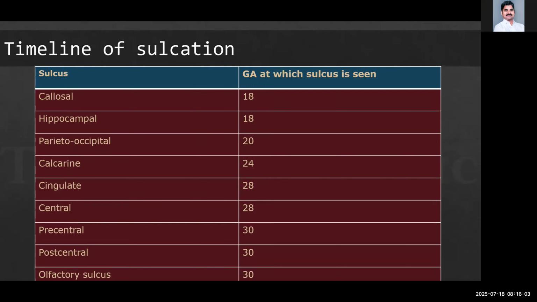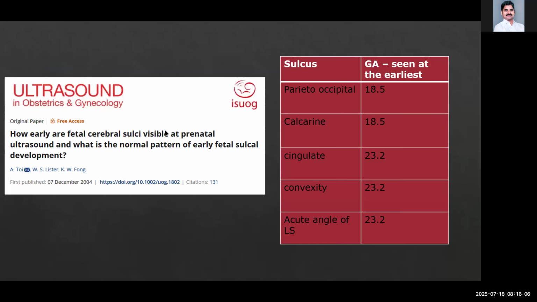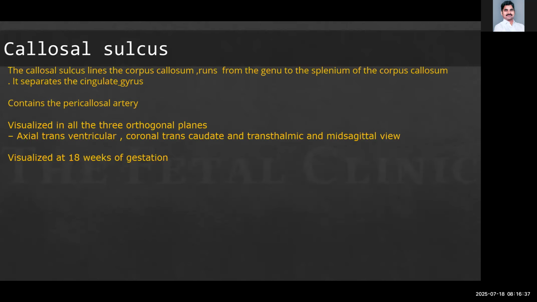The study by Toy et al. gives the appearance of sulci in their early gestations. So the parieto-occipital sulcus will be seen at the earliest at 18.5 weeks, as compared to the mean gestational age of 20 weeks. The calcarine sulcus will be seen at 18 weeks as compared to 24 weeks, and the cingulate and convexity sulci can be seen as early as 23 weeks as compared to the mean gestational age appearance of 28 weeks.